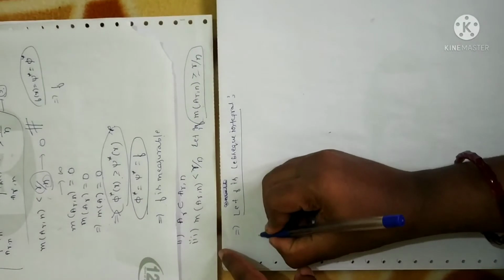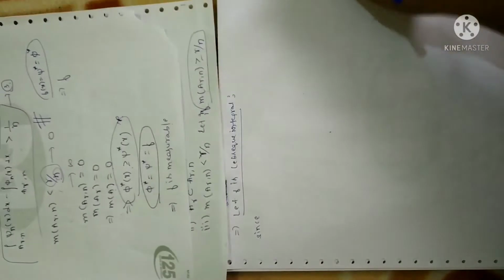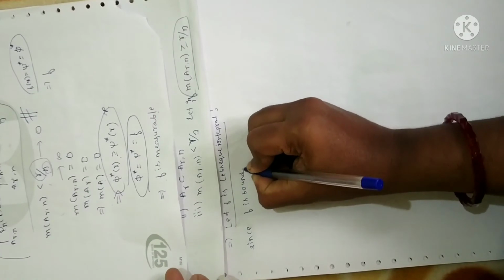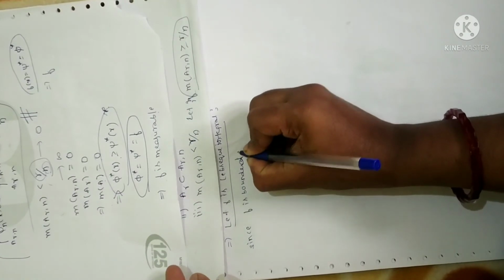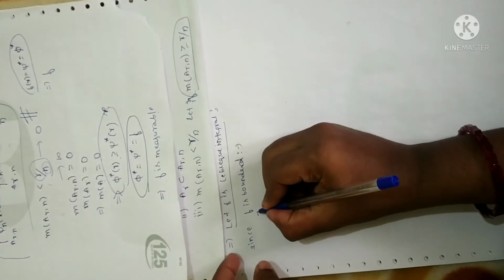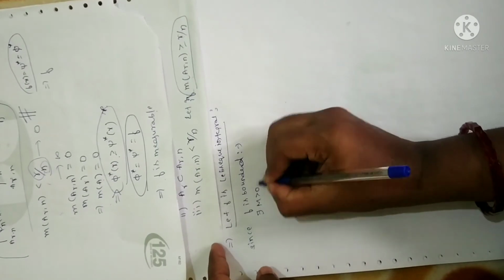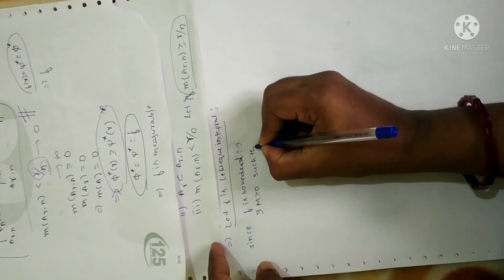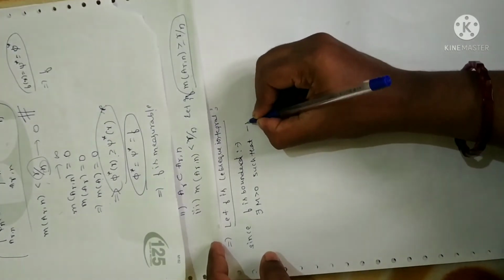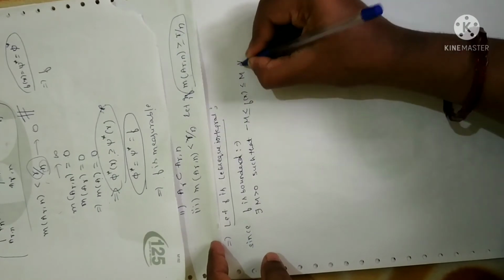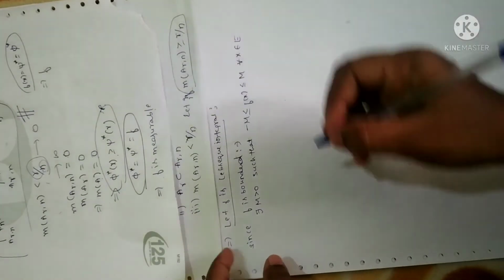So let me prove. Since in the given statement it is clearly mentioned that f is bounded, let me consider the definition of boundedness. You have already learned this in Riemann integration. So there exists M greater than 0 such that, just writing the definition of boundedness, minus M is less than or equal to f(x), which is less than or equal to M for all x belonging to E.